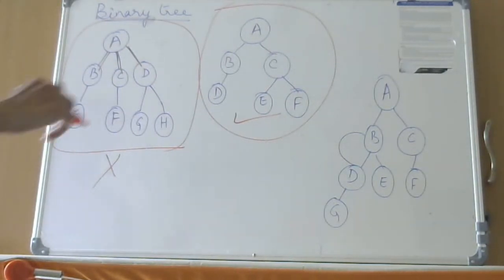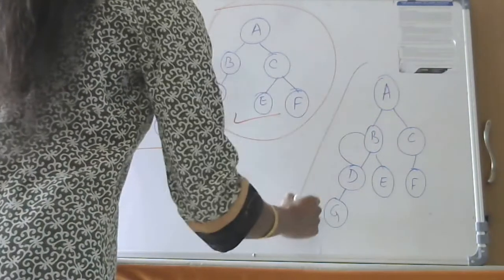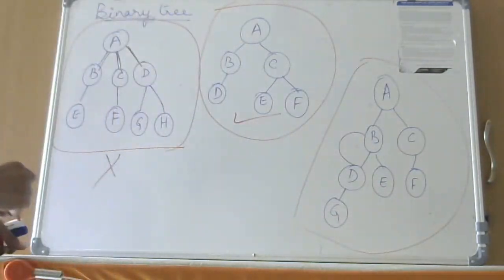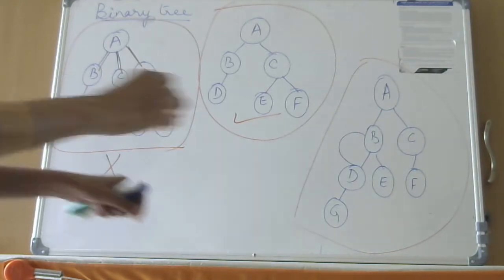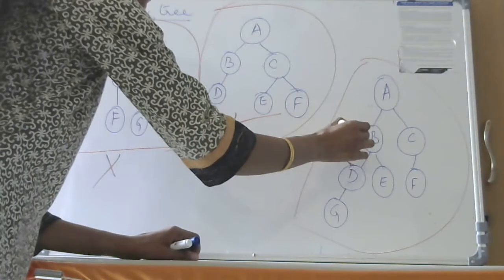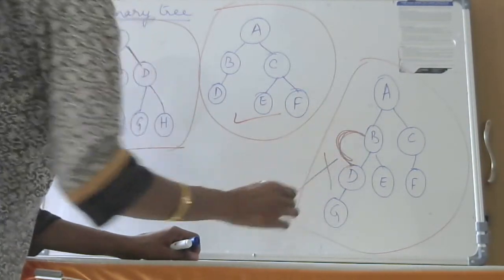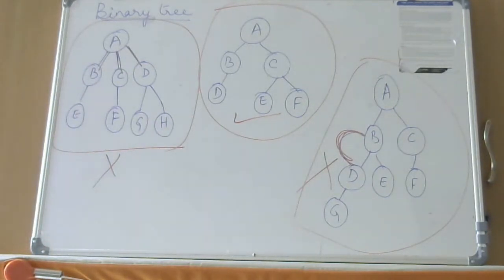Look at the third example. What's happening here? You have some looping here, correct? That is again wrong. It does not qualify for a binary tree. It cannot have any loop. It cannot have its own parent as its child. If you are trying to put a recursive kind of loop, then that is wrong. So these are examples of binary tree.